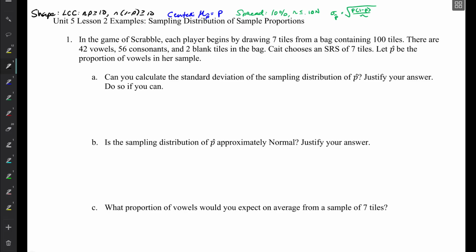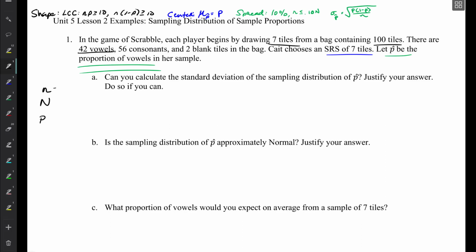Number 1, in the game of Scrabble, each player begins by drawing 7 tiles from a bag containing 100 total tiles. There are 42 vowels, 56 consonants, and 2 blank tiles in the bag. Kate chooses an SRS, and we know that stands for simple random sample, of 7 tiles. We want to let p hat represent the proportion of vowels, and this is important because that's our variable of interest. Before we get into the questions, I'm going to write down the things I want to know: my sample size, my population size, and the population proportion. Those are all super important.